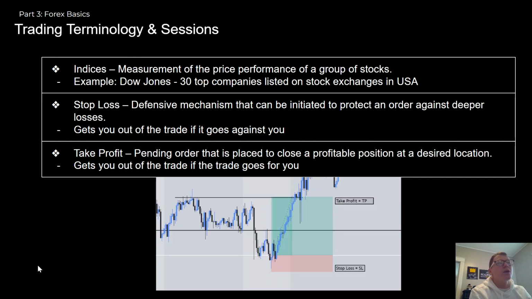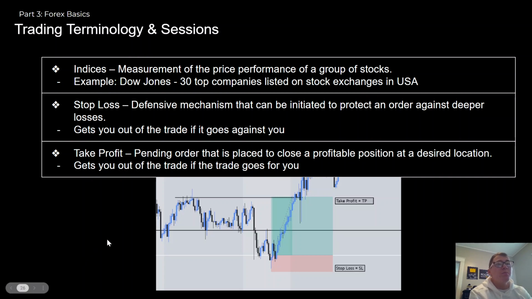But just know that indices are a measurement of the price performance of a group of stocks. So for example, in the stock market, the Dow Jones is the 30 top companies listed on stock exchanges in the United States. So when you go on the news and they're saying, oh, the Dow's down 400 points, they're referring to US 30. In our markets, it's called US 30. It's the same exact thing as the Dow Jones. It's the top 30 performing companies in the United States. And basically all you're doing is trading. So like in the stock market, when they say the Dow's down 400 points, in Forex, it's pips. That's it. And you're just trading those fluctuations of price.